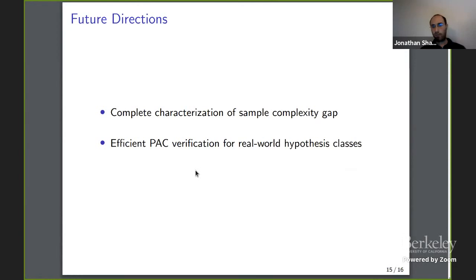That's pretty much it. For future directions, I think two interesting directions are to find a complete characterization of the sample complexity gap between learning and verifying, and also to find efficient PAC verification protocols for some real world classes of hypotheses that are used for machine learning. Thank you very much.